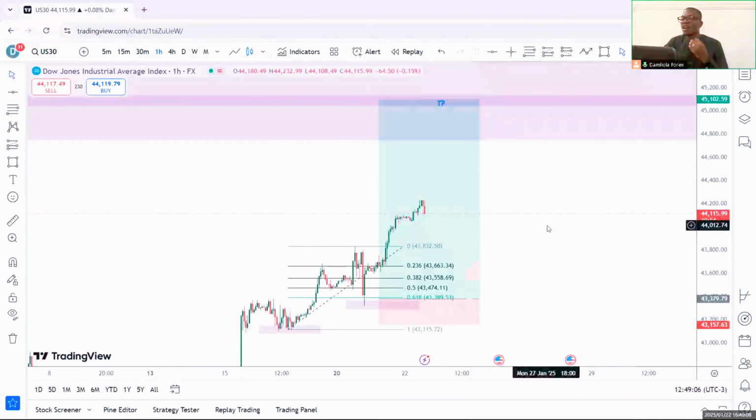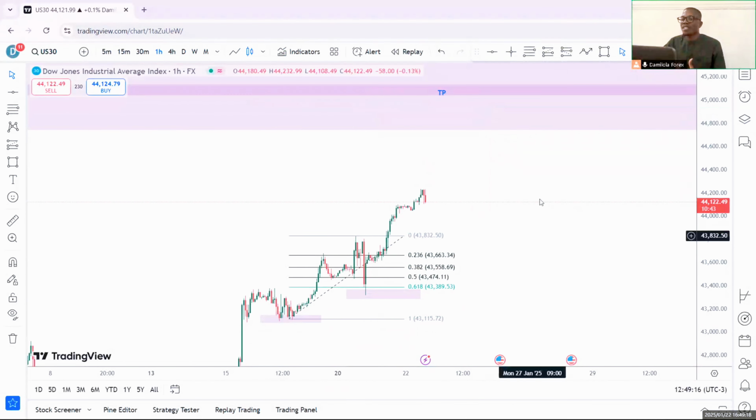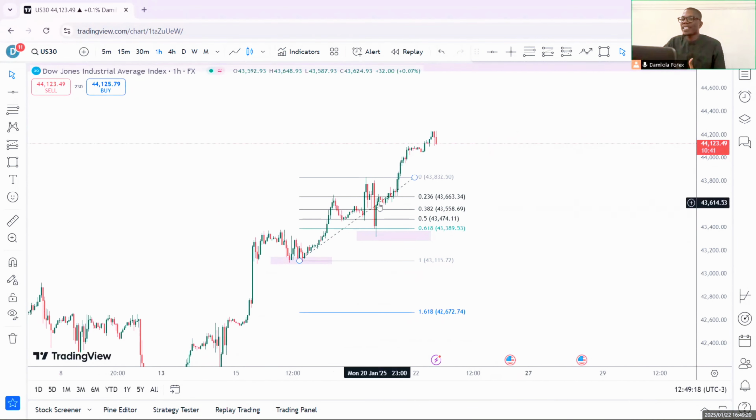1:7 means you are investing $1,000, you are going home with $7,000. Or you are investing $100, you are going home with $700. So our job, like we said, is just trying to find where prices make a little retracement.